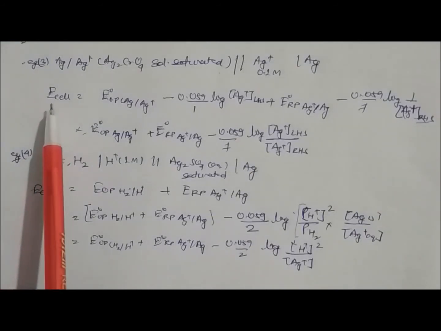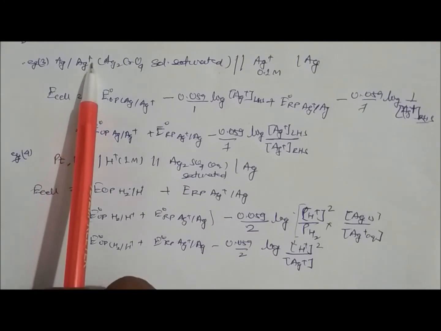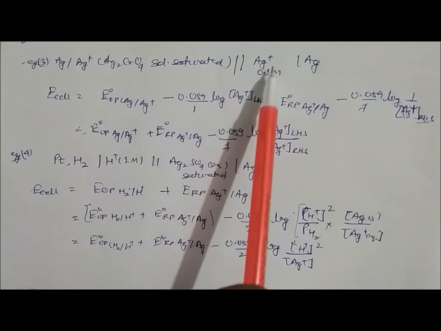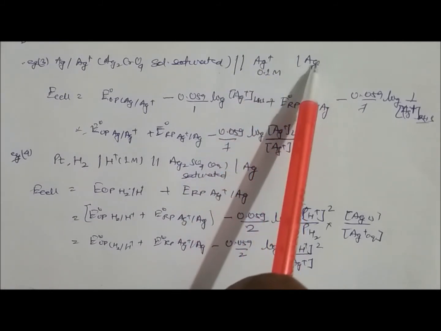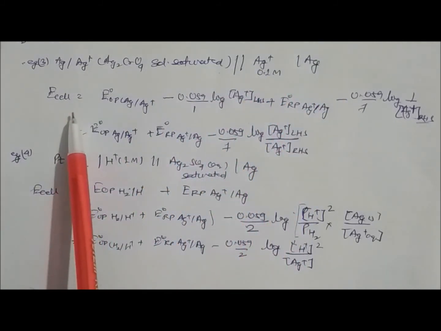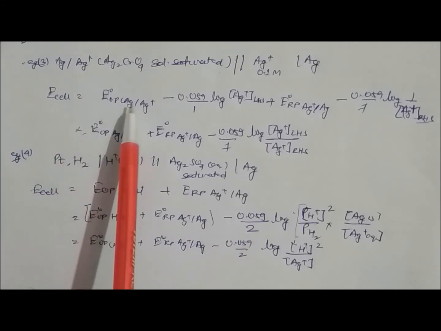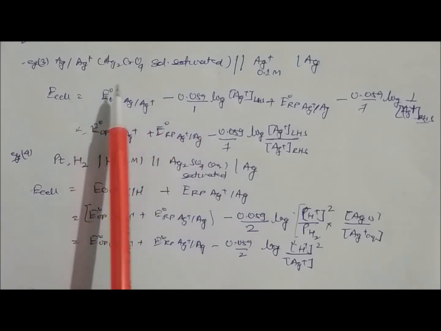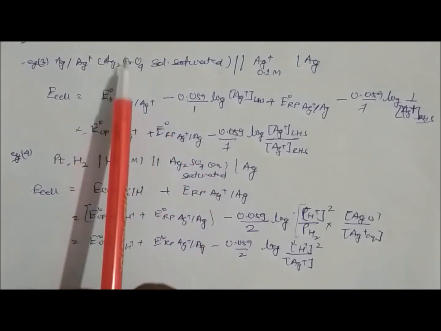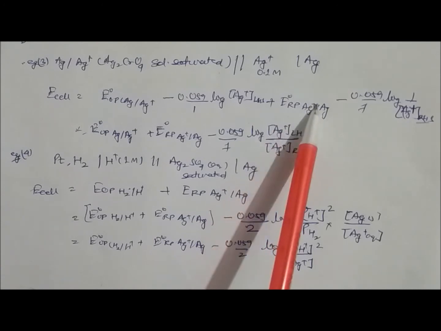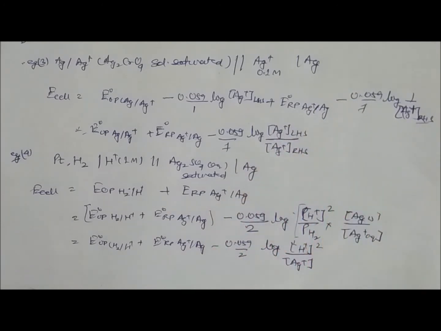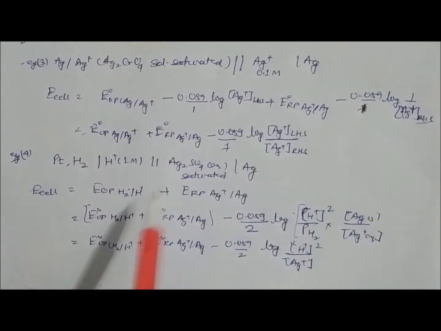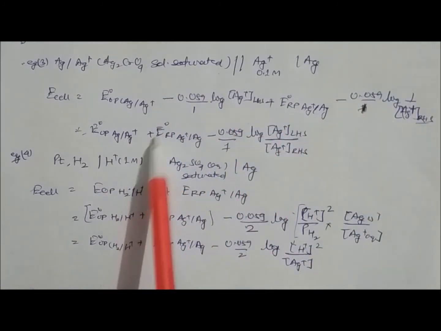Next example: we have Ag by Ag plus and Ag2CrO4, the silver chromate in saturated solution, and this is the Ag plus in some solution by Ag. How will you write it? In this case the Nernst equation will be E naught of OP Ag by Ag plus for this reaction minus 0.059 by 1 log of Ag plus, for this anodic reaction. For the cathodic, again E naught of RP Ag plus to Ag minus 0.059 by 1, so this is our 1, and the log of 1 by Ag plus. So we are solving this plus this here and this plus this here.